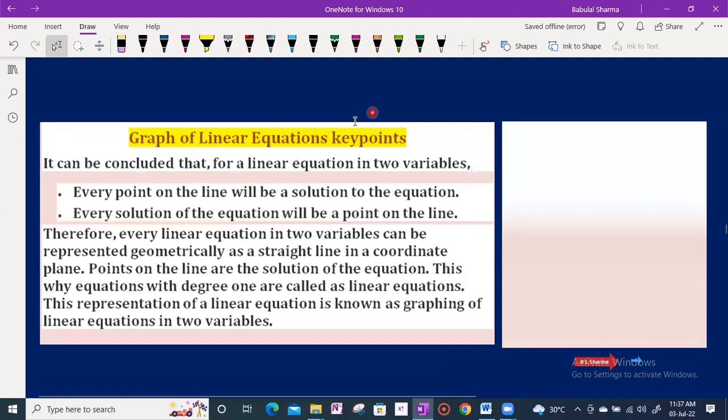And now the key points, it can be concluded that for a linear equation in two variables, we are going to conclude. Every point on the line will be a solution to the equation. Every solution of the equation will be a point on the line. Therefore, every linear equation in two variables can be represented geometrically as a straight line.